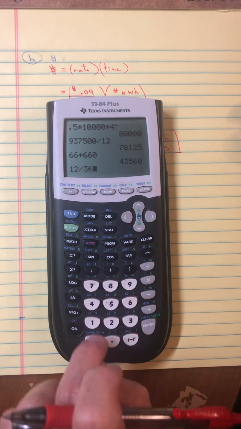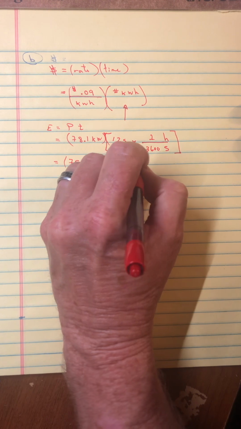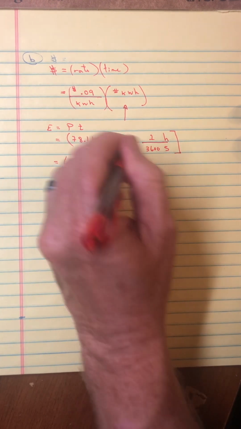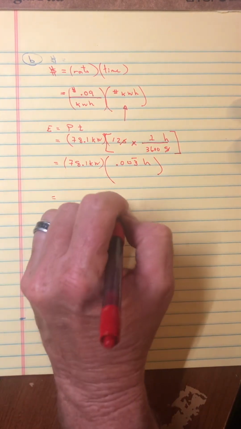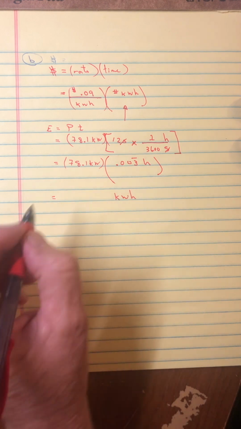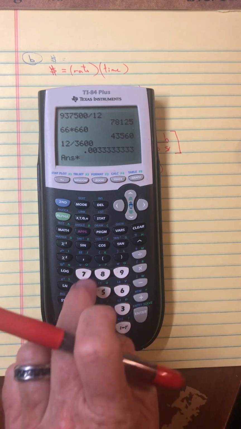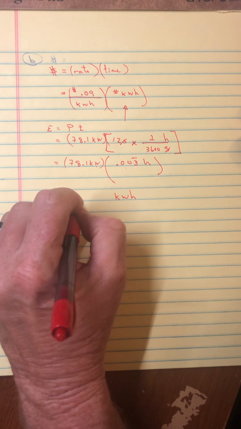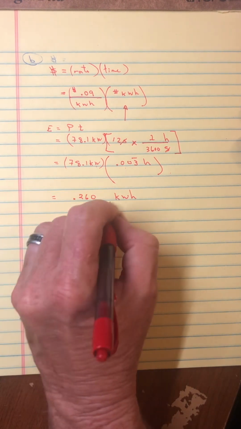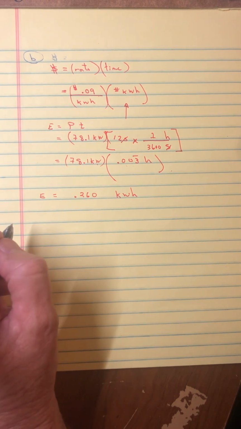So 12 divided by 3,600, and so we are talking about 0.003 repeating for the number of hours. And so seconds would cancel off. So now when I multiply these two together, I am going to get the energy from this motor in kilowatt hours. So let me multiply it by the 78.1. And we are looking here at about 260 kilowatt hours for the amount of energy.